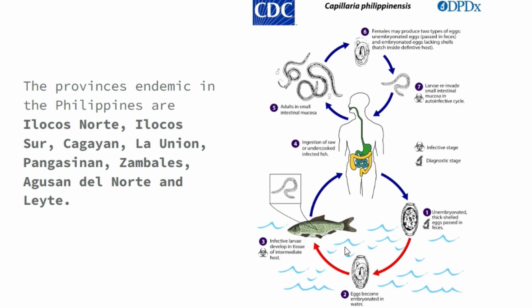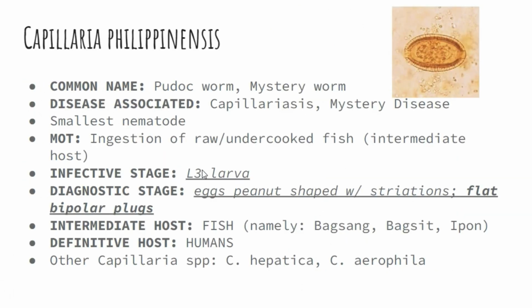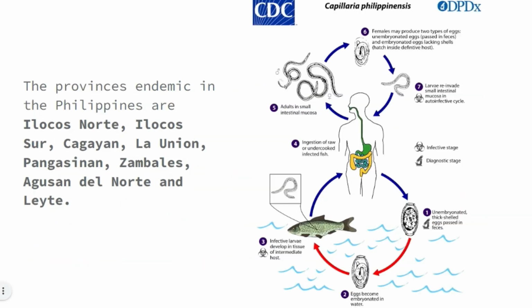And then this embryonated egg, infected larvae develop into the tissue of an intermediate host which is si fish. Ang pwede kasing mangyari itong isdang to, makain niya po ito. And then inside of the fish body, magde-develop po yung larvae, which is the infective stage rather. Infective stage nga po yung L3 larvae. Yung L3 larvae na yan magde-develop po doon sa ating laman ng isda. And then when an unsuspecting human ingested raw or undercooked infected fish, they can become infected with Capillaria.